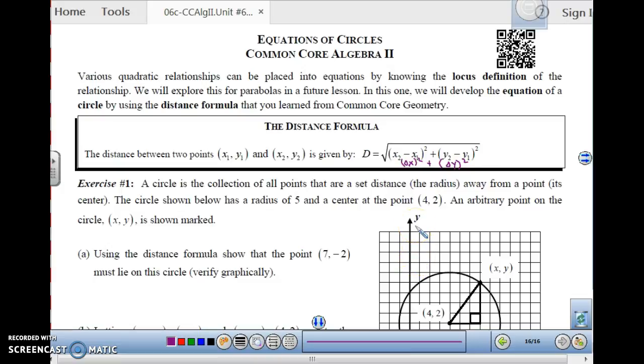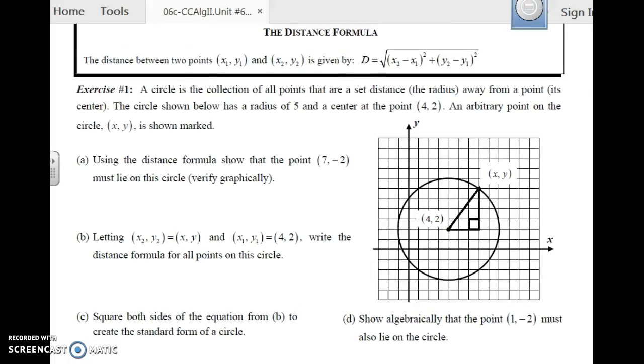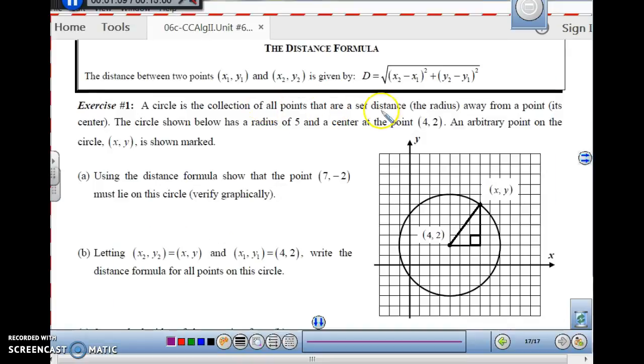Now, what do we use the distance formula for to derive the equation of a circle? Well, let's take a look. A circle, by definition, is a collection of all points that are a set distance, which is the radius, away from a point, which is its center. Okay, so if I have this point right here, that's my center point. All of the points on the circle will be the same distance away. If I pick this point over here, this point down here, any point that I draw that is on the circle will be the same distance away from the center. That's what the radius is.